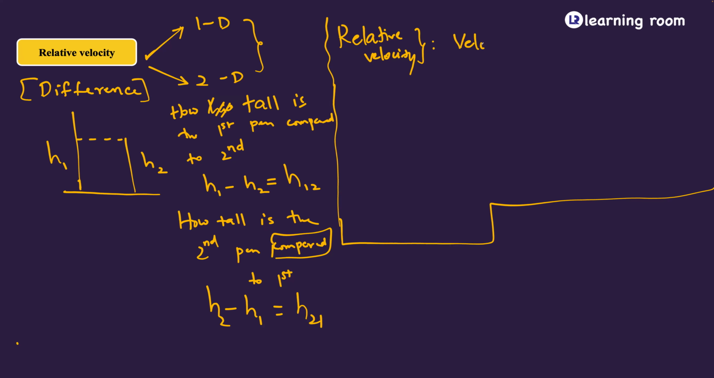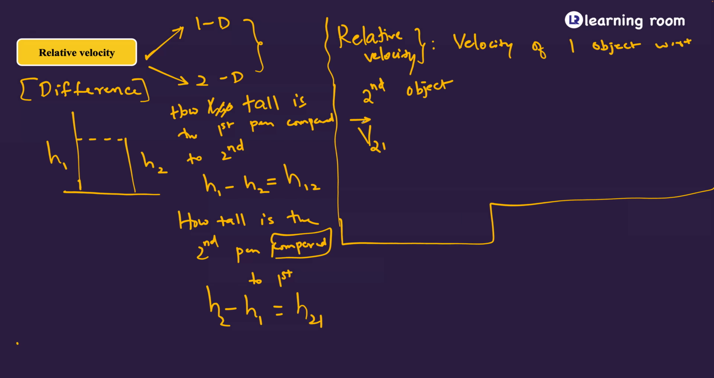It is the velocity of one object with respect to the second object. Am I clear with this? To put it simply, if I write v21, the only thing is velocity is a vector. That point you need to be careful about, so you put a bar on top of it. How do you read it?